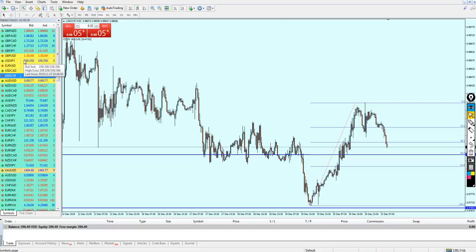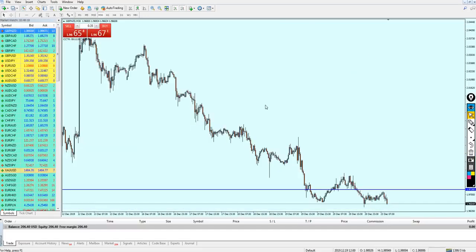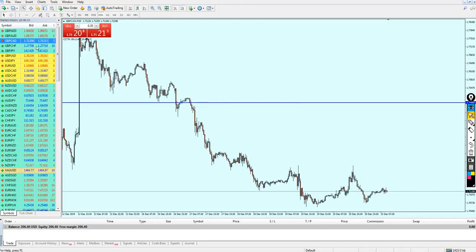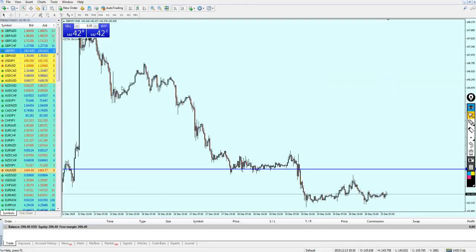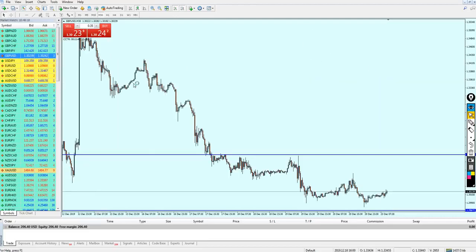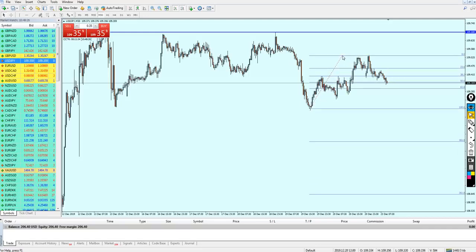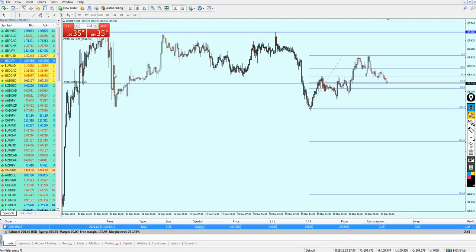Let me try to find something else meanwhile. Pound and ZD, nothing good here. I'm just checking the pairs one by one in front of you. Oh, by the way, for those who are asking me how do you switch between the pairs so fast, I'm simply just dragging and dropping the pair, and I'm going to place a buy order immediately for the USD JPY.